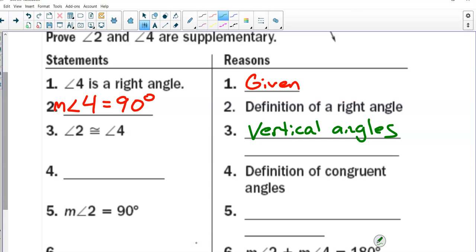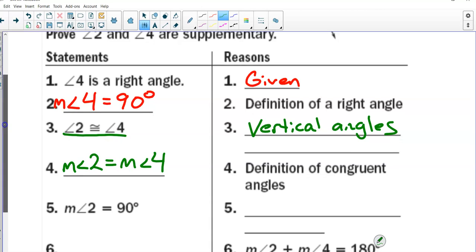So back in our notes, we see that angle 2 is congruent to angle 4, so we know that the measure of angle 2 is going to equal the measure of angle 4, and that's the definition of congruent angles. The definition of congruent angles says if you know two angles are congruent, those two angles equal each other.